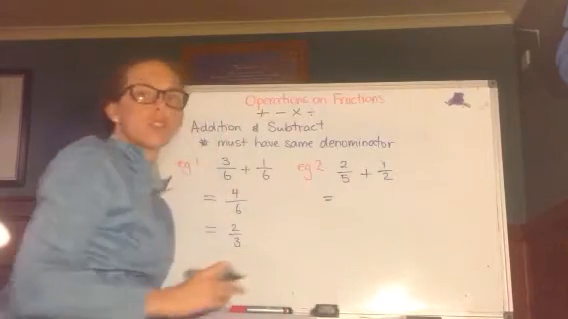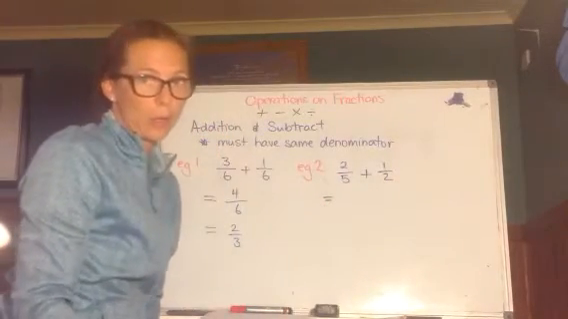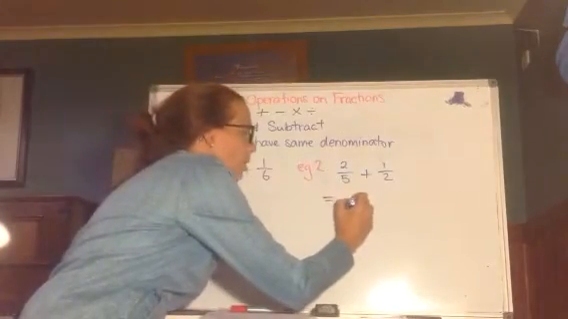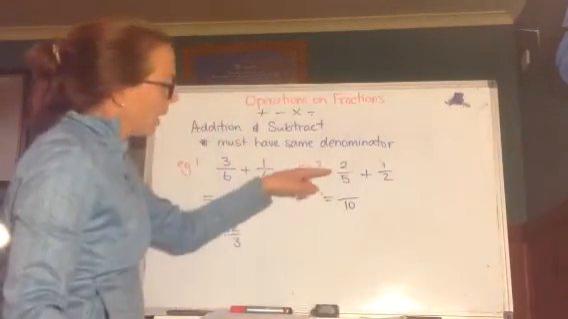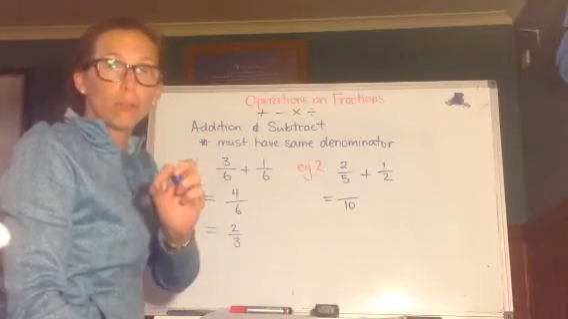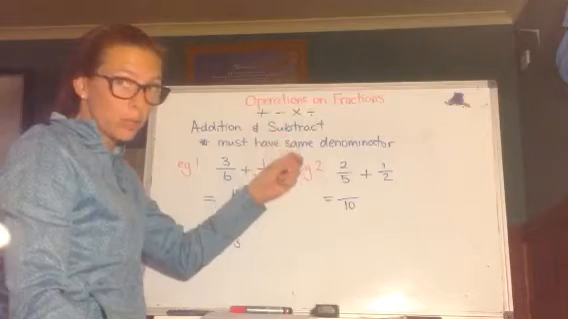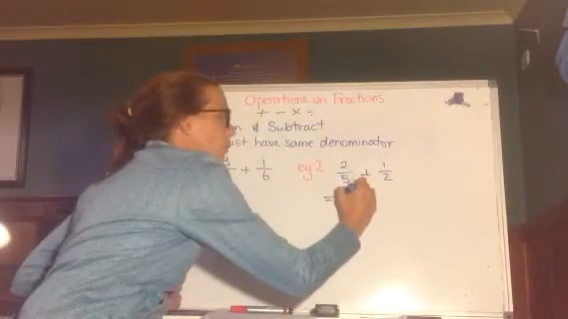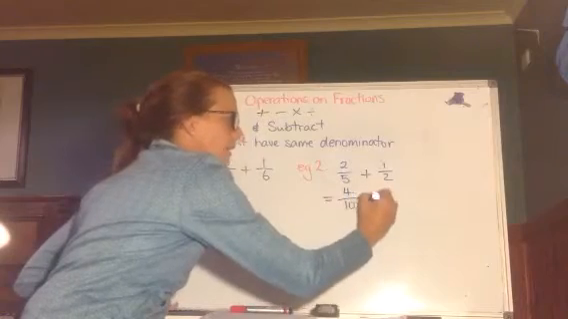So I need to make 2 on 5 into an equivalent fraction. The way I do this is I go, alright, I want this to be over 10. How do I get from 5 to 10? I multiply by 2. Whatever I do to the bottom, I've got to do to the top. So 2 times 2 will be 4. My add stays the same.